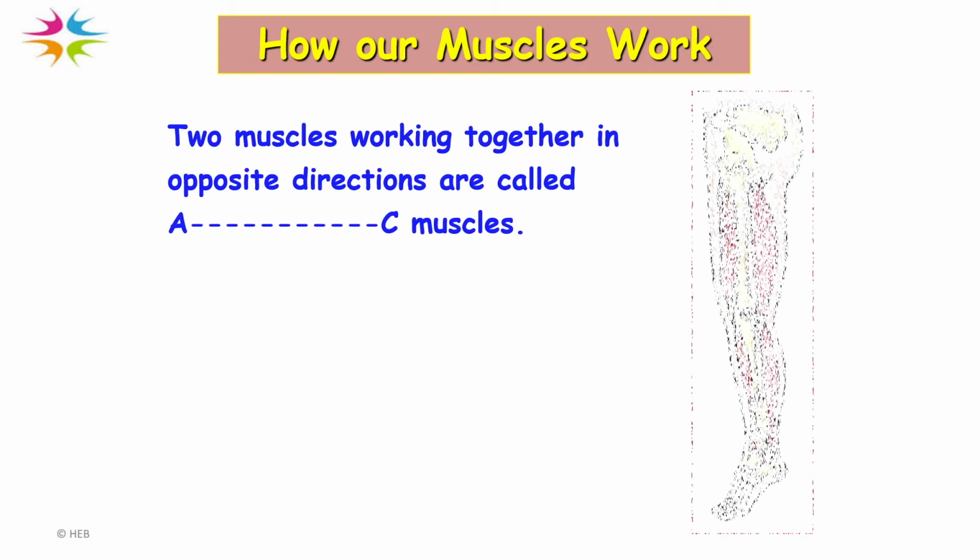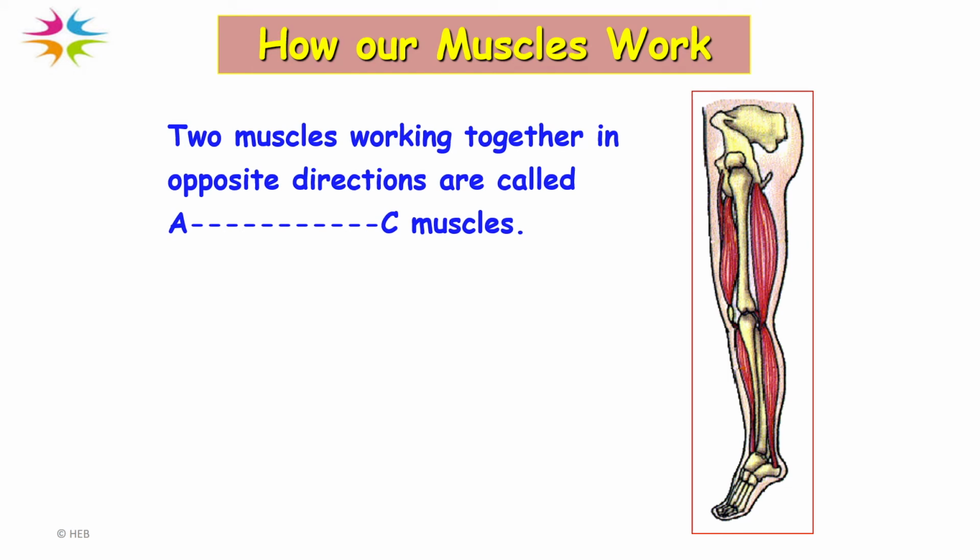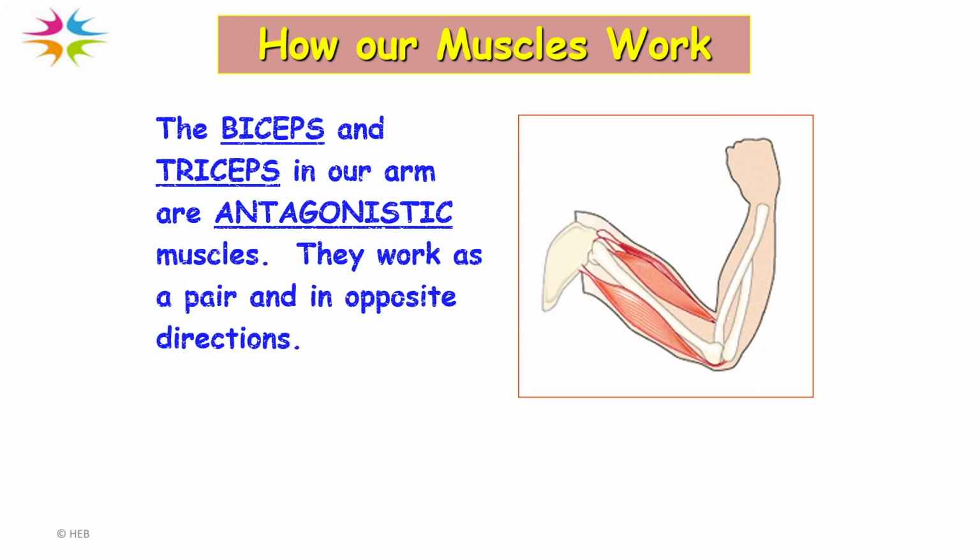Two muscles working together in opposite directions are called what? This is a key word that you must remember. They are called antagonistic muscles. The correct spelling of the name was on a few slides back. You need to remember how to spell them correctly. So the biceps and triceps in our arms are antagonistic muscles. They work in a pair and in opposite directions.